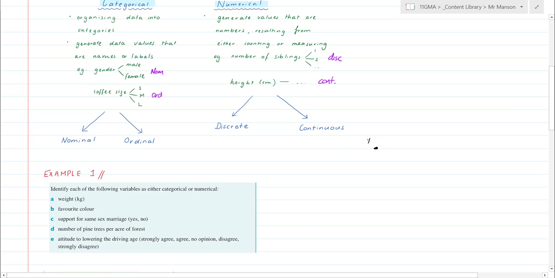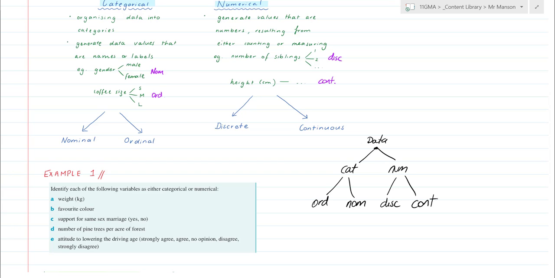We start here with our data, and then we have either categorical or numerical, and then in there we have either ordinal or nominal, and in numerical we have either discrete or continuous. That's a diagram, and if we get to the bottom of this branch here, we'll say it's numerical continuous or continuous numerical. So weight, what's weight? It's numerical, continuous.